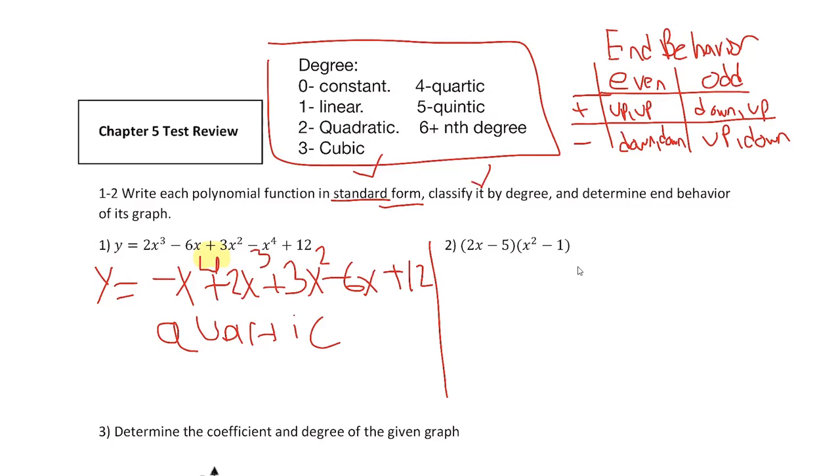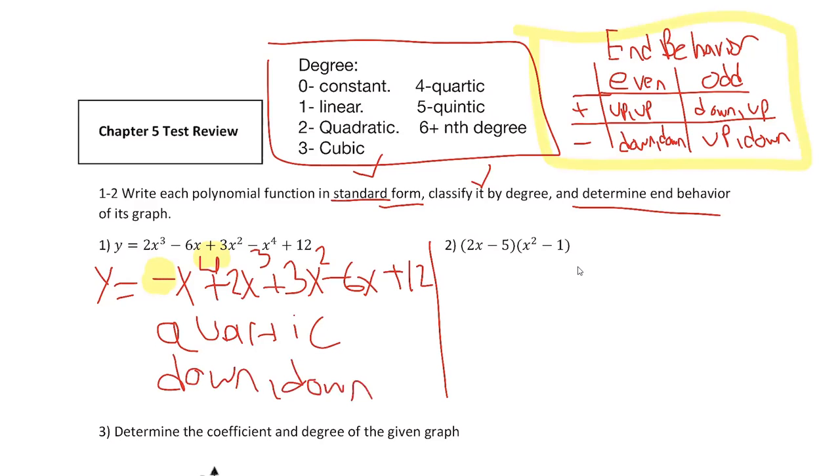And then the last thing they want us to do is determine the end behavior. So you want to look at your degree and your leading coefficient to see if it's positive or negative. So this is a negative even function. So you can use this table here. A negative even function would open down and down, and that would be the end behavior.